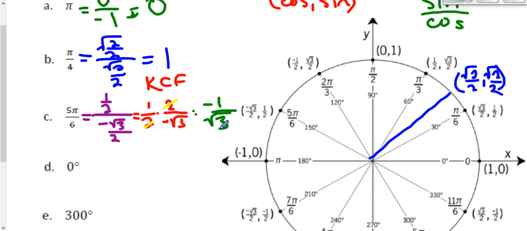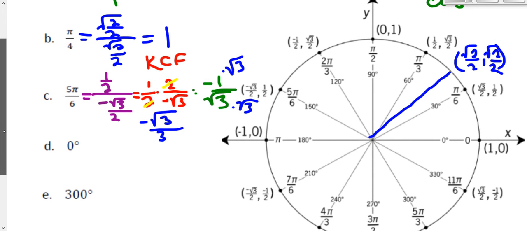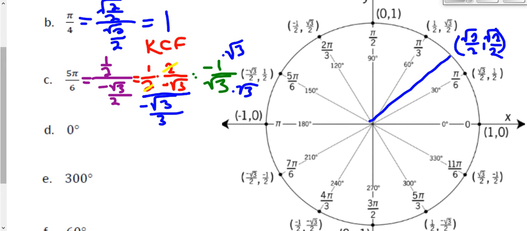It can go in front or on top. It's just kind of improper to keep it on the bottom. This answer, -1 over the square root of 3, is almost done, but it does have to be rationalized, which means I'm going to have to multiply the top and the bottom by the square root that I don't want. So my final answer is going to be -1 times the square root of 3, which is just -√3, divided by the square root of 3 times itself, which is the square root of 9, which just equals the number 3. So this would be the final answer for that one there.